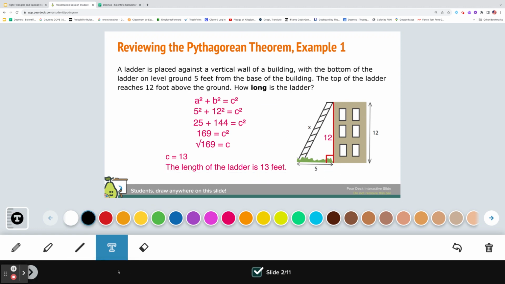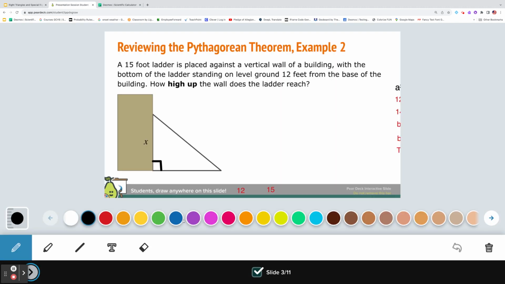Let's look at another example, another ladder problem. This time, we know the length of the ladder. It's 15 feet. And it says that it's placed against a vertical wall of a building with the bottom of the ladder standing on level ground 12 feet from the base of the building. So I can label the hypotenuse of my right triangle and the base. What I don't know is the height, right? So in A squared plus B squared equals C squared, one of the legs is unknown, and we'll be solving for that leg. Let's substitute 12 for A and 15 for C.